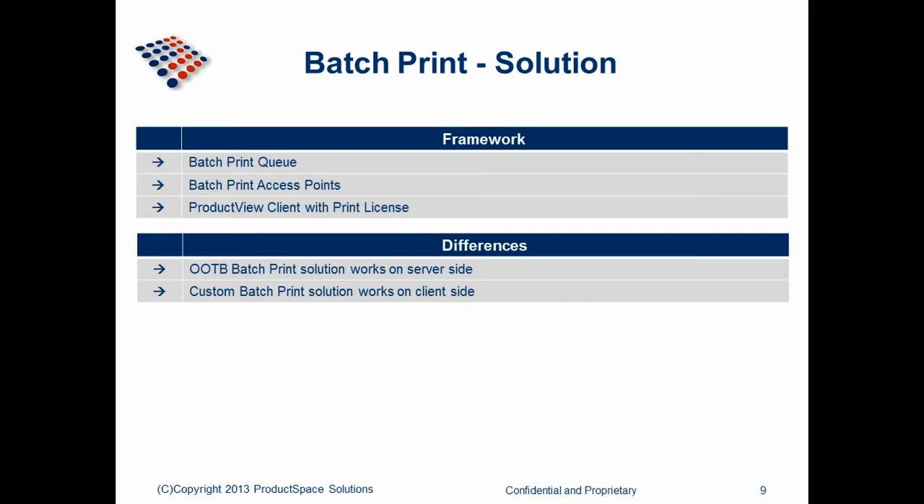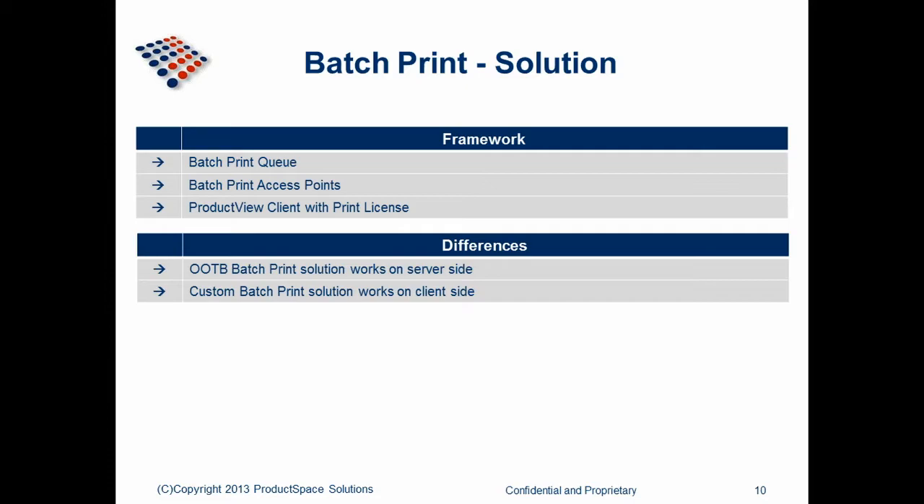The next thing we'll take a look at is the batch print solution. So there's a batch print queue that loads everything into that, and we'll take a look at those. We'll take a look at some batch print access points, and then also we look at the product view client with the print license. So that is something that you need to have in order to use the tool as well.